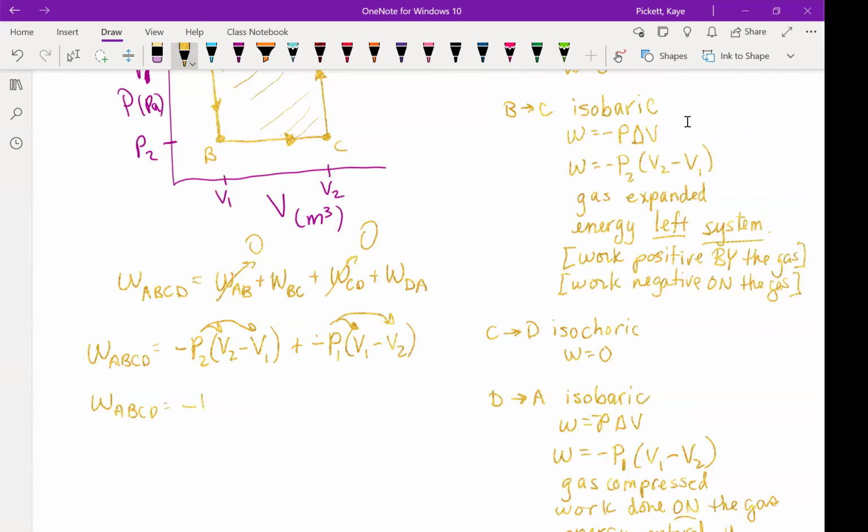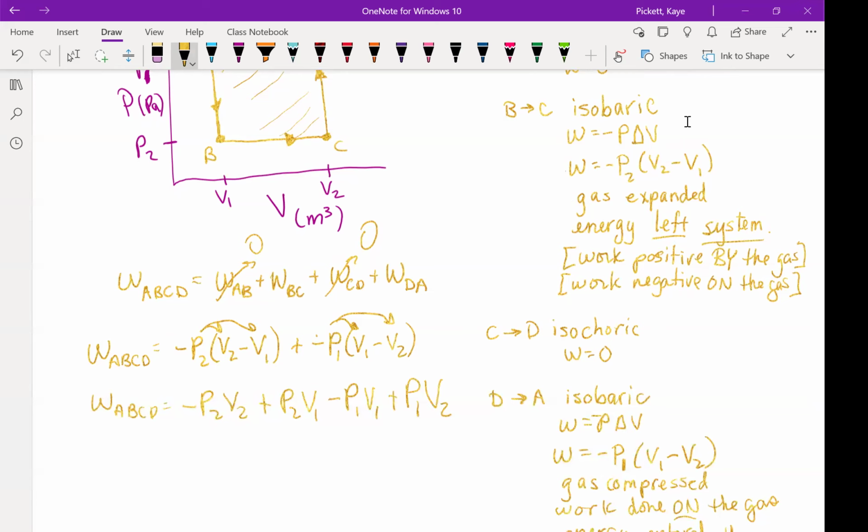And we've got W A, B, C, D. So I've got negative P2 V2 plus P2 V1 minus P1 V1 plus P1 V2. Sorry, I keep doing that, don't I? That's the second time today. All righty. Well, this is odd at best.